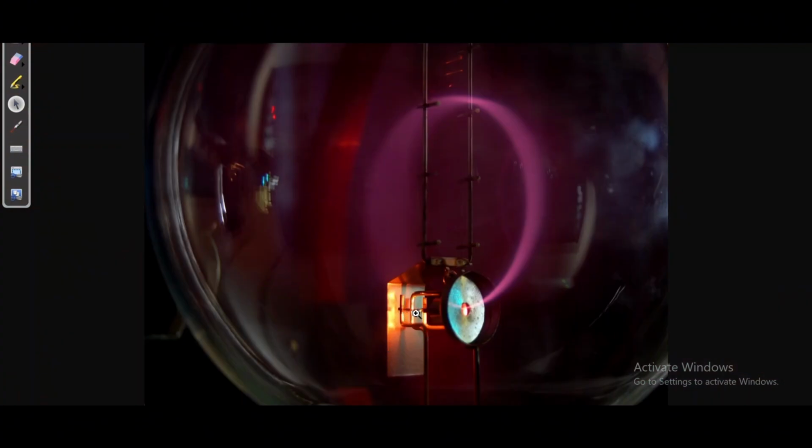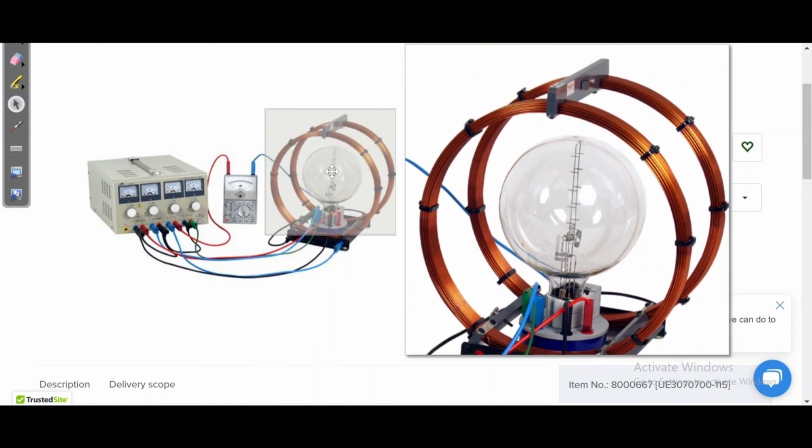That electron is attracted by these electrodes, and the potential provided to this electrode is used to increase the speed of that electron, which is produced due to thermionic emission. Outside this bulb, we have the magnetic field, which is provided by these parallel coils.